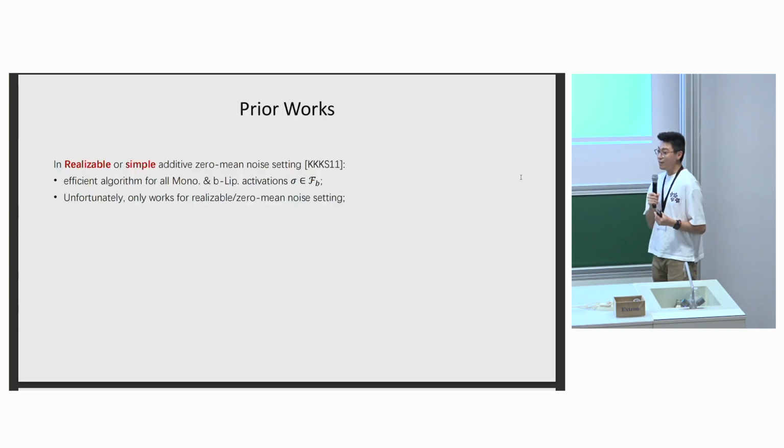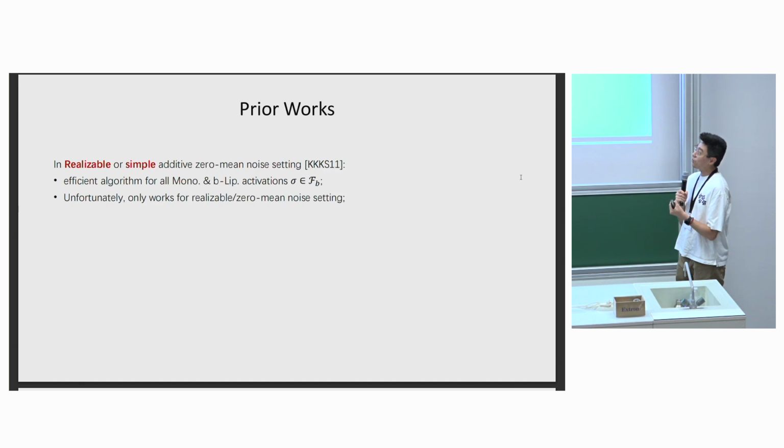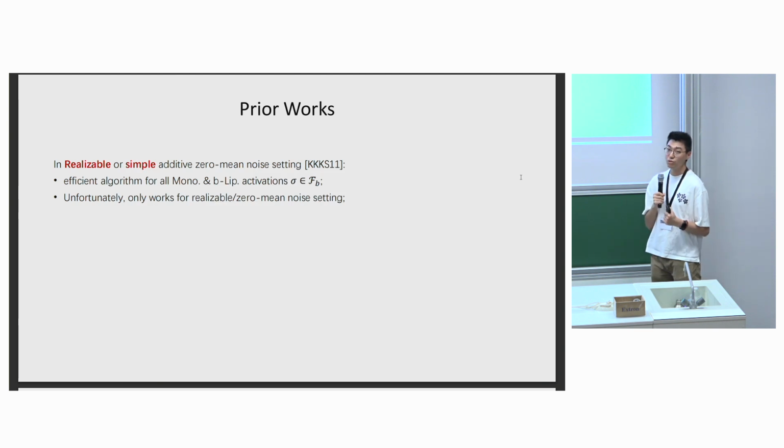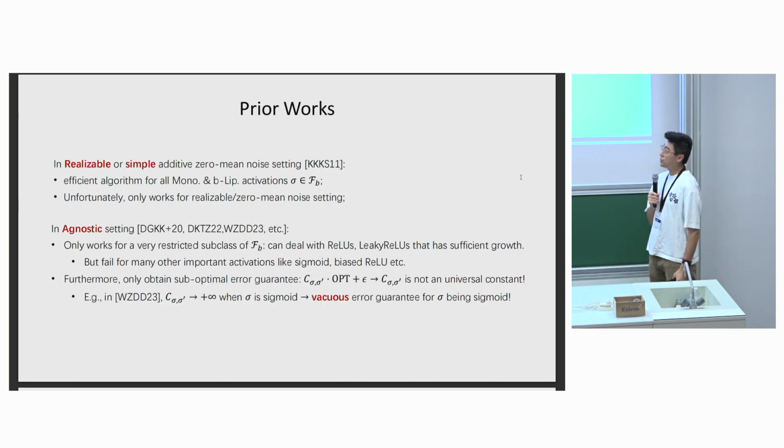GRMs have been studied for a long time. In the realizable setting, or the setting where you only have simple additive zero mean noise, prior work KKS11 from a decade ago has already provided efficient algorithms that can learn all monotone and B-Lipschitz activations under very general distribution assumptions. Unfortunately, the algorithm only works for the realizable or zero mean noise case. So since then, people have tried to extend this result to the agnostic setting.